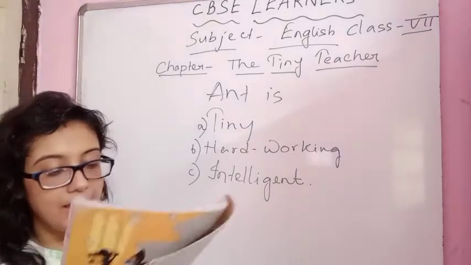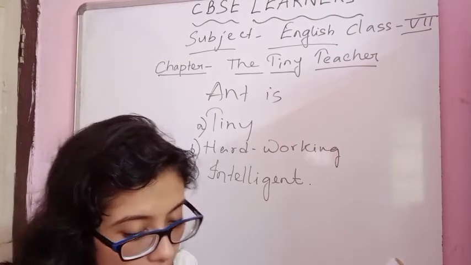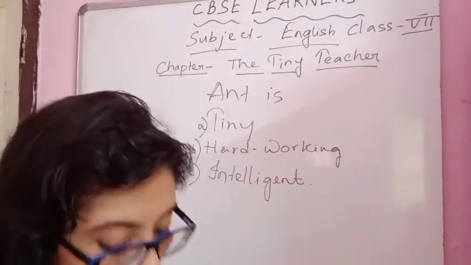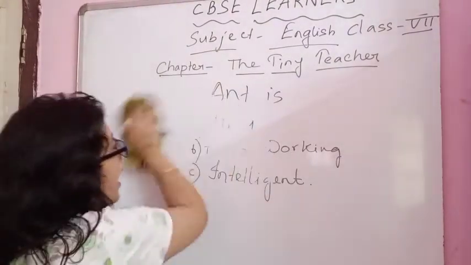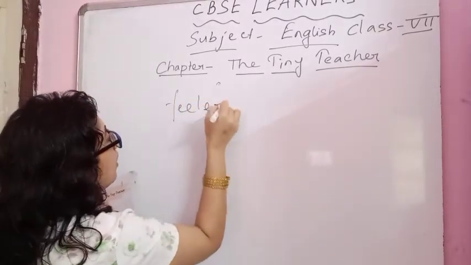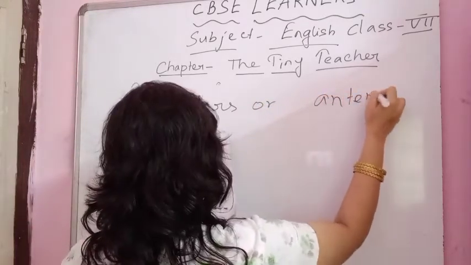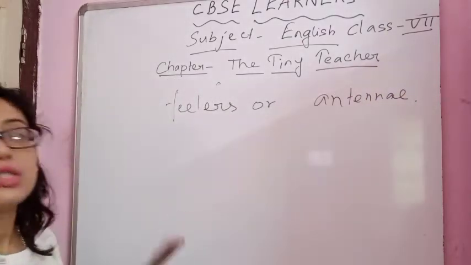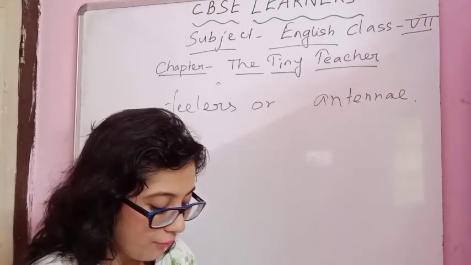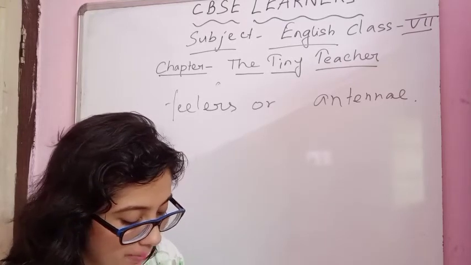Okay. An ant uses its feelers or antenna to talk to other ants by passing messages to them. So what does an ant use to talk to the other ant? Feelers or antenna. Watch a row of ants moving up or down the wall. Each ant greets all the ants coming from the opposite direction by touching their feelers.